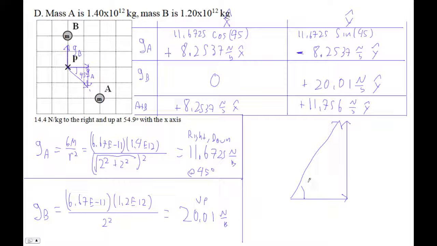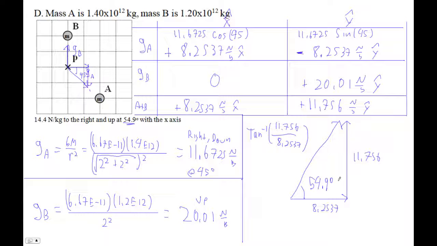Okay, so let's find that angle. This angle is tan minus 1 of, this side is 11.756, this side is 8.2537. So it'll be the inverse tan of 11.756 over 8.2537. So second tan, I'm going to grab the 11 guy divided by the 8.25 guy, right parenthesis, even though it doesn't matter: 54.9 degrees. Yay, we got the right angle.